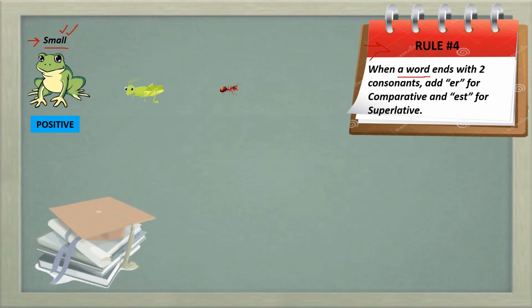So according to rule number 4, if the adjective ends with two consonants, for comparative, you keep the main adjective as it is and simply add ER. So small becomes smaller. And for superlative, keep the main adjective as it is and simply add EST. So small becomes smallest. So definitely positive is small, comparative is smaller, and superlative is smallest.